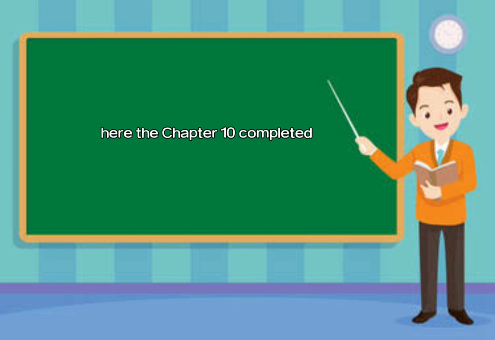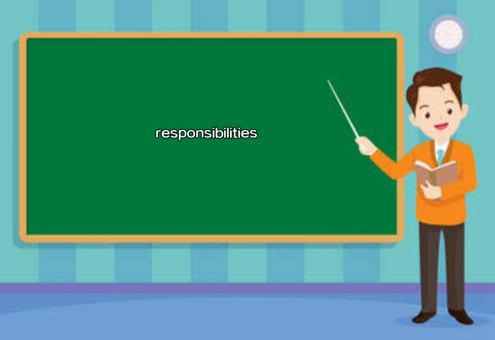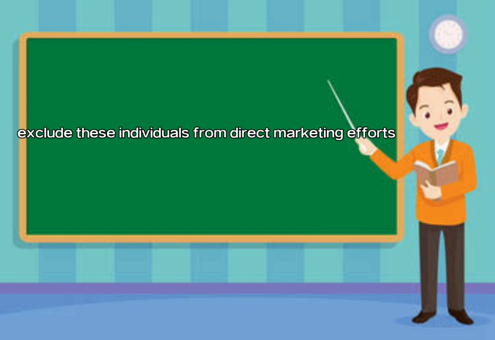Here, Chapter 10 is completed. Now we will discuss the topic of credit risk, functions, responsibilities, and criteria. Credit risk, function, responsibilities. 1. Customer identification, marketing phase. Work with marketing to pinpoint individuals who might pose a credit risk. Exclude these individuals from direct marketing efforts.